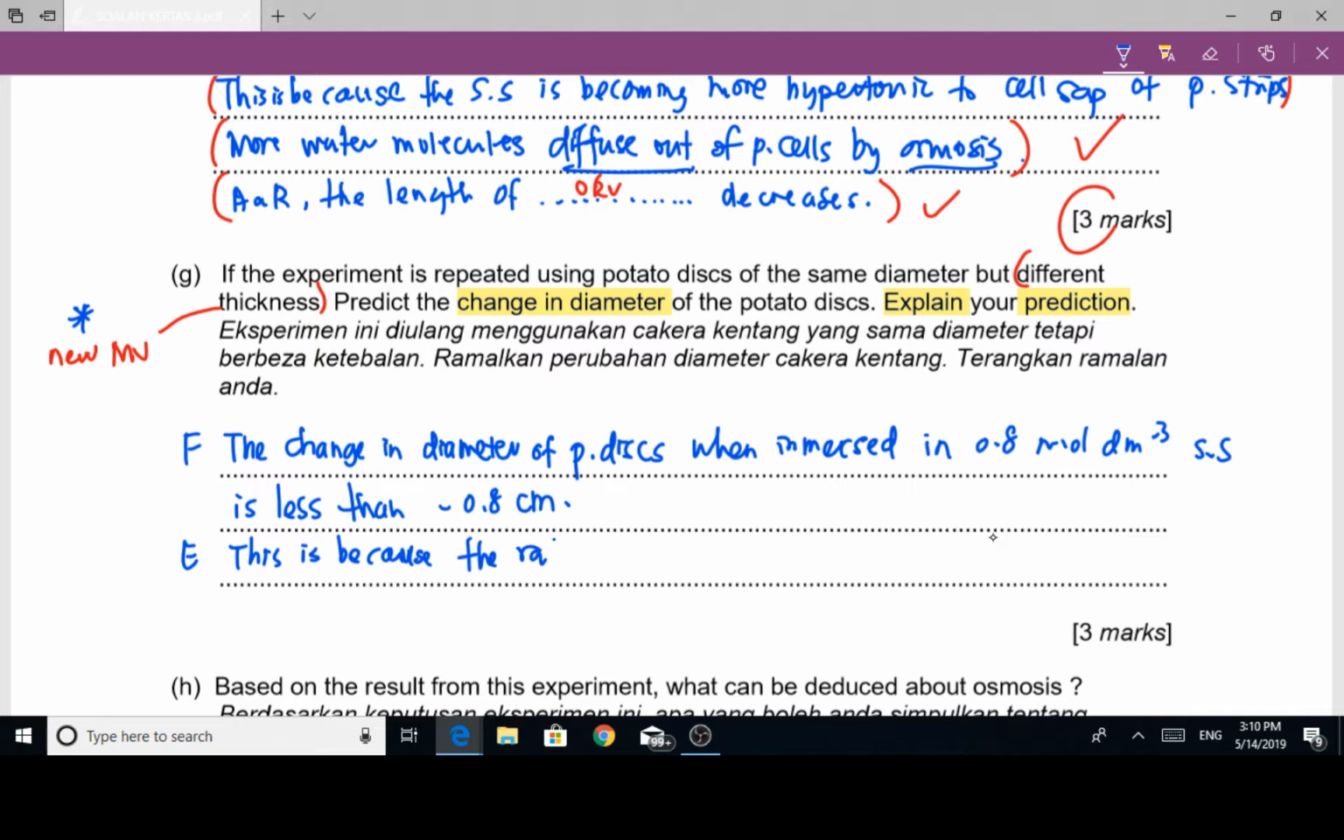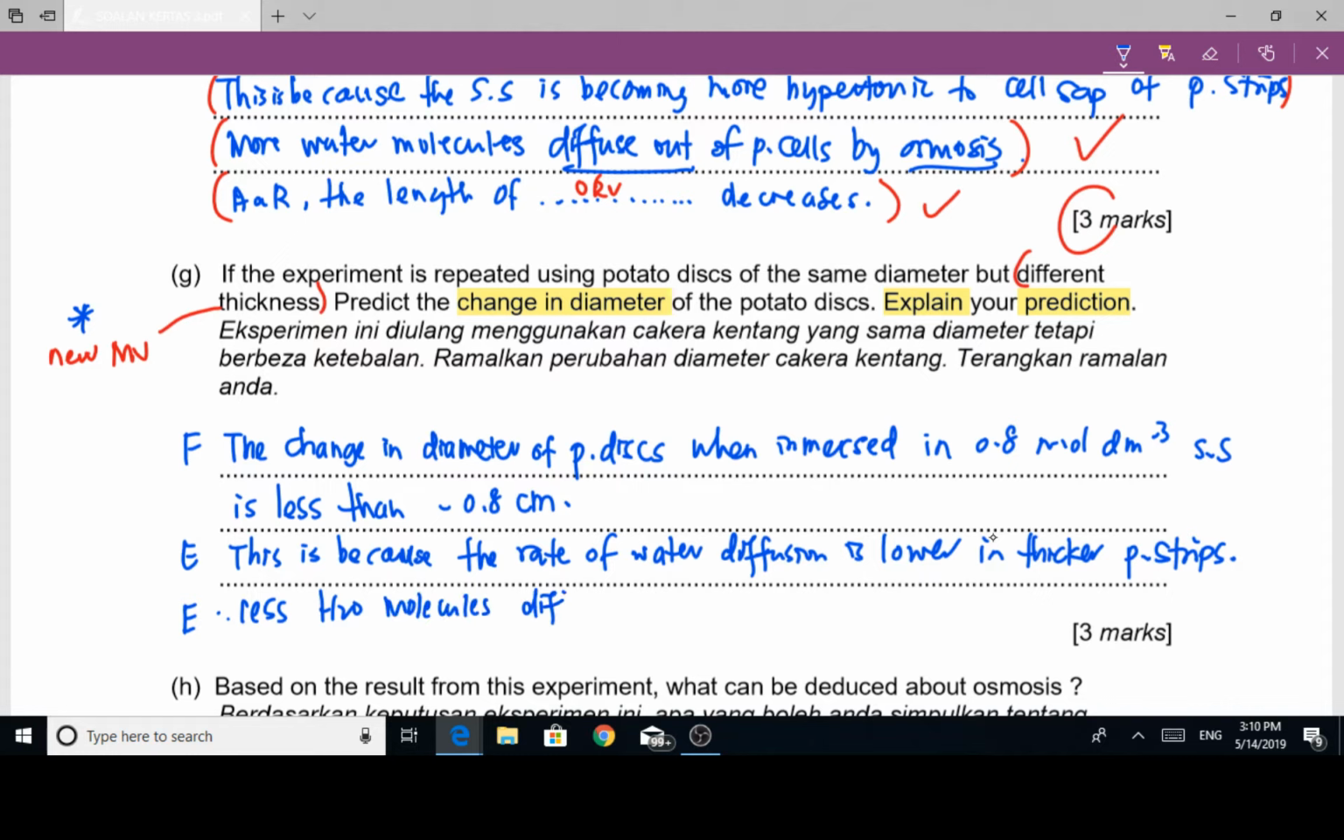The rate of water diffusion is lower in thicker potato strip. Then continue elaborating. Less water molecules diffuse out by osmosis per unit of time. That means to say that the rate is lower.